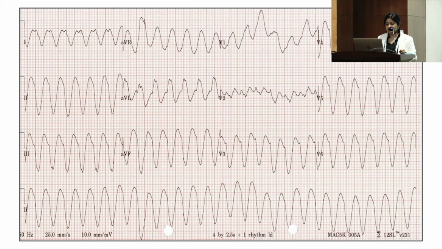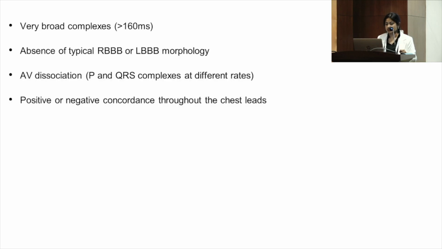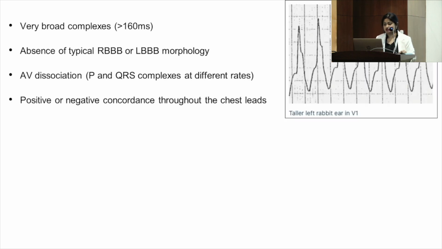Coming back to ECG, this ECG, what is going on here? Ventricular tachycardia. What do you commonly see? Broad complexes, more than 160 seconds, absence of LBBB, RBBB morphology, AV dissociation, positive or negative concordance. What do you mean by that? All the QRS will be either positive or negative in the chest leads.